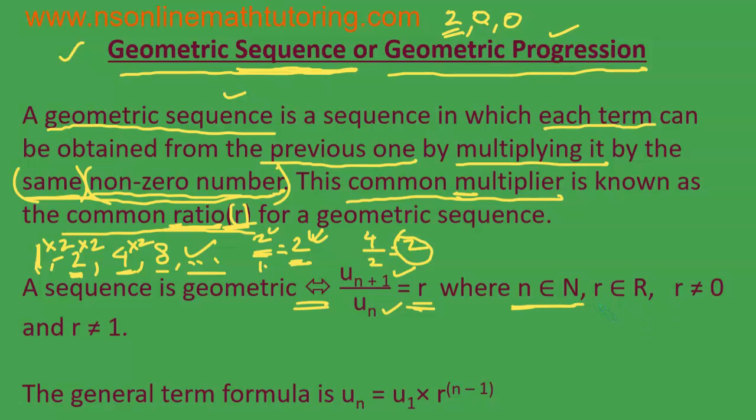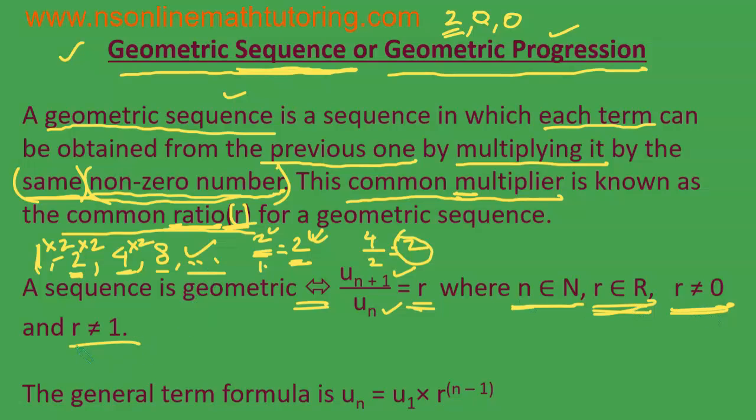And what about the common ratio? Common ratio r belongs to the set of real numbers. It can be a positive number, a negative number, a rational number, an irrational number, anything. It belongs to the set of real numbers. And r is not equal to 0. We have seen why r is not equal to 0 and what happens when the common multiplier or the common ratio is equal to 0.